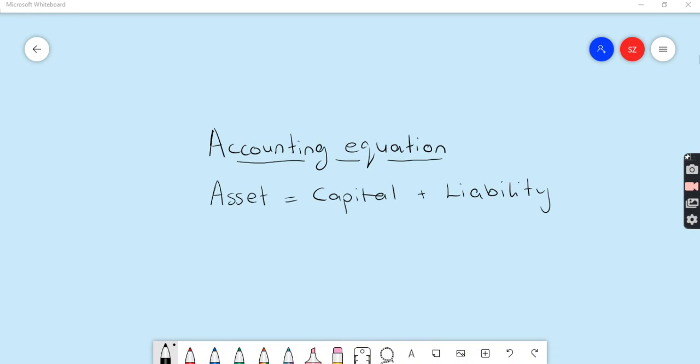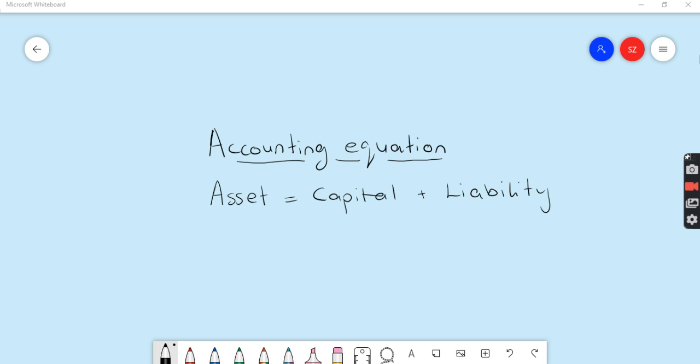Everybody, I'm going to talk about the accounting equation. If you know a mathematical equation, this is similar to it. What we are concerned about in an equation is that whatever is on the left hand side is going to be equal to the right hand side.